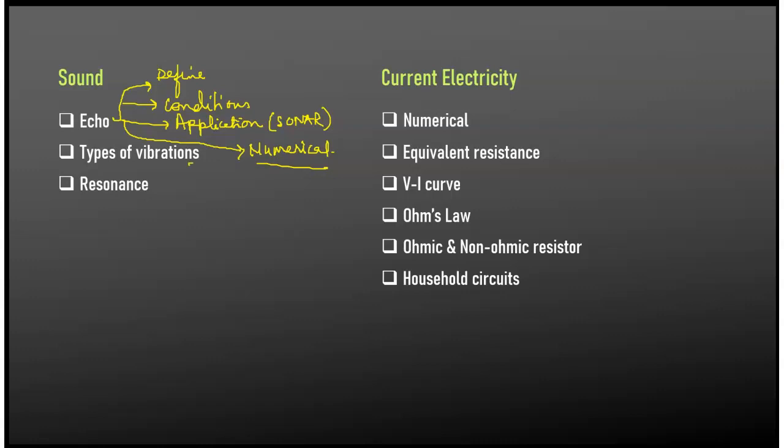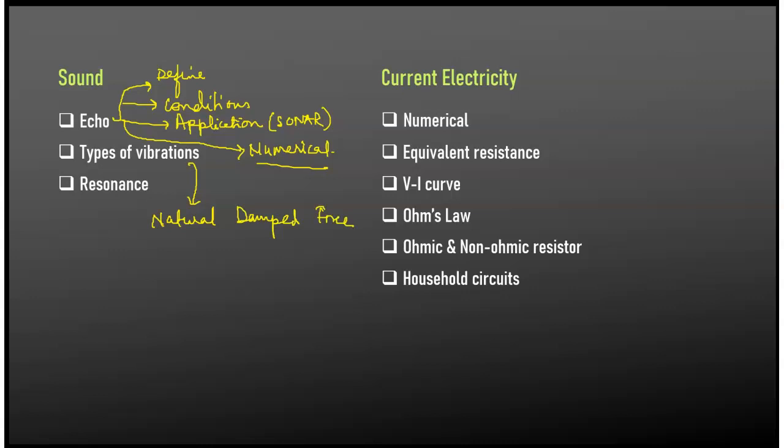Okay, then types of vibrations. So the 3 types of vibrations are there: natural, damped, and forced. Their graphs. Okay, how they are represented on graphs.